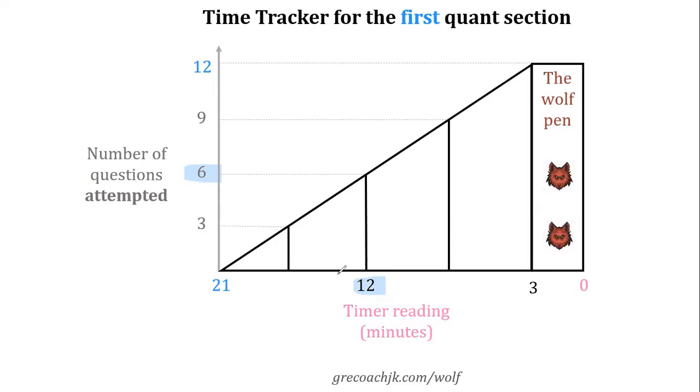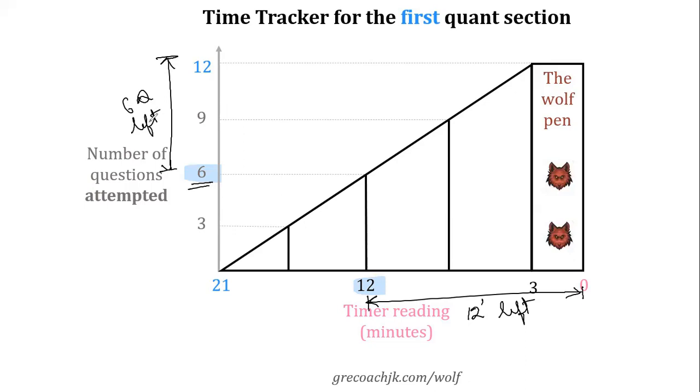All right, this is the time tracker. Now, why have I highlighted the 12 and the 6? That's because this is a simpler version of the time tracker. I recommend that you create the entire tracker, and I'll shortly show you how to. But a simpler version of this tracker is simply to track that when the timer reads 12 minutes left, I should have attempted 6 questions. So what I am saying is that at the moment when I have 12 minutes left, the distance in the quant section that I have left to cover should only be 6 questions. I should be at 6 questions left when I have 12 minutes left. That's the idea that I am illustrating with the highlighted numbers, right?